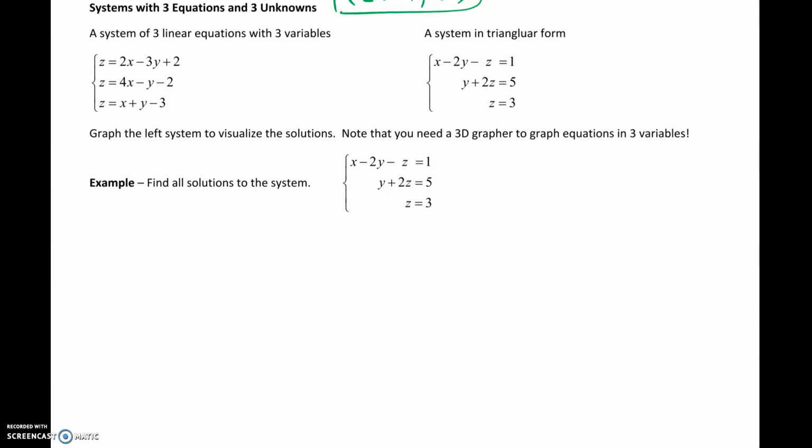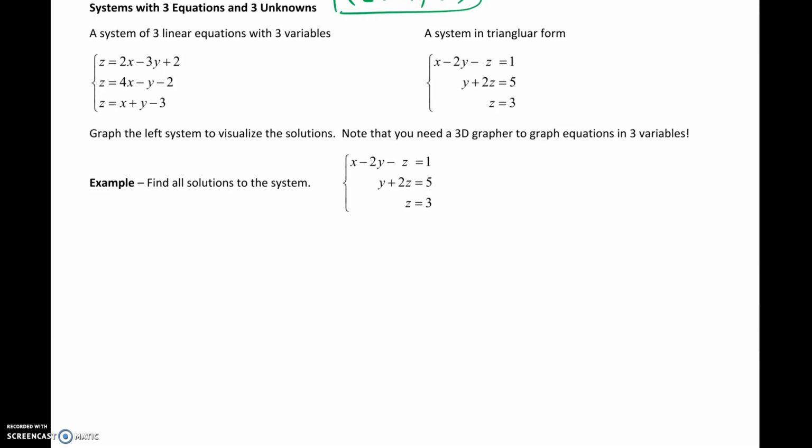Okay, so our new stuff is now we're going to graph, or we're going to solve systems of three equations with three variables. So it's still linear. A third variable just introduces a third dimension to your graph. So 3 points make a plane, right? We remember that. Three non-collinear points make a plane.